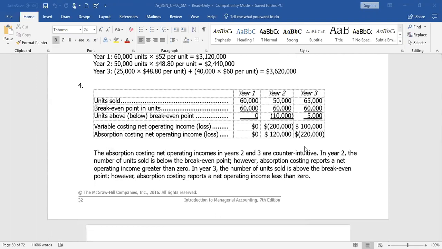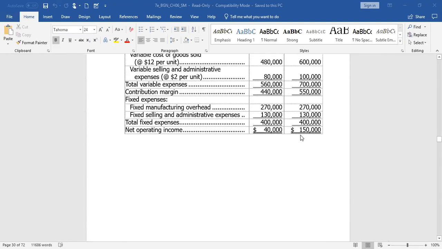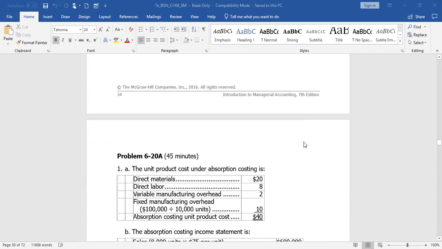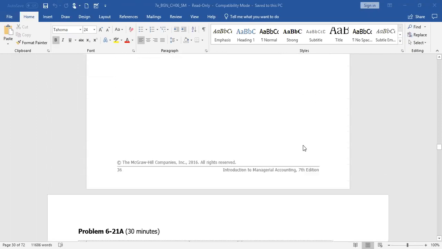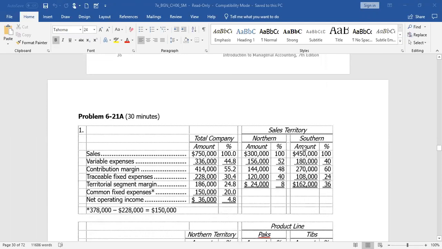Okay, so that is practice problem 18A. Now we're going to move on, and we're going to look at practice problem 6-21A. Let me get there. Here, there we go. Okay. So in 6-21A, we're going to look at segment reporting, which is the other major part of your chapter.